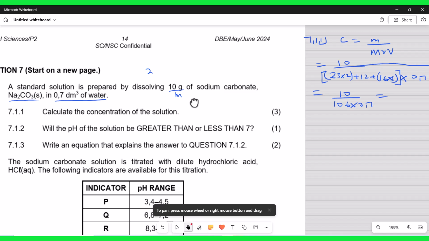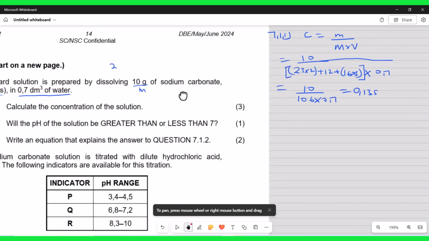It gives 0.135. This is moles per decimeter cubed. So I proceed. Next question here.